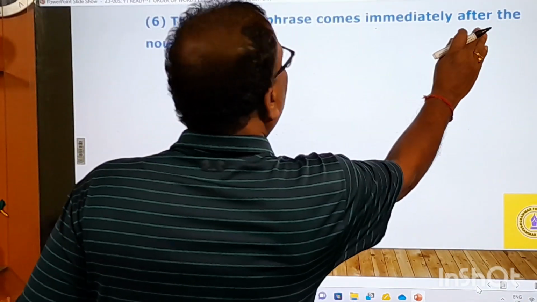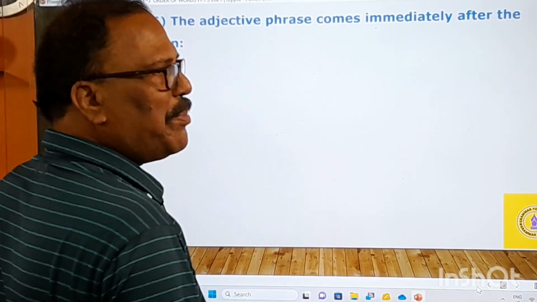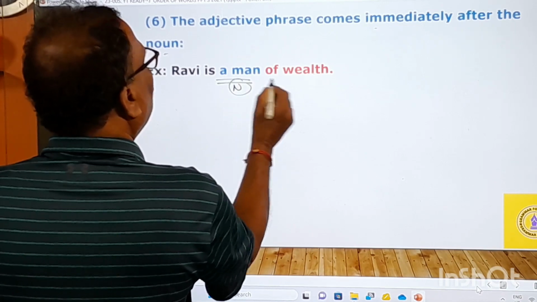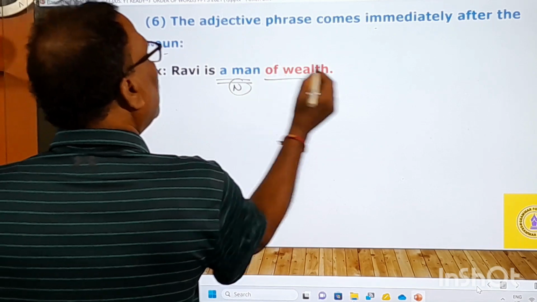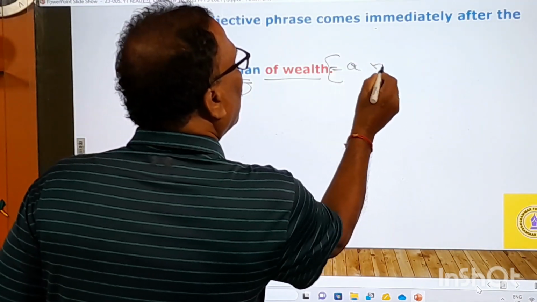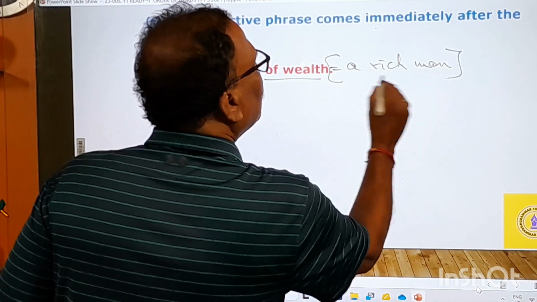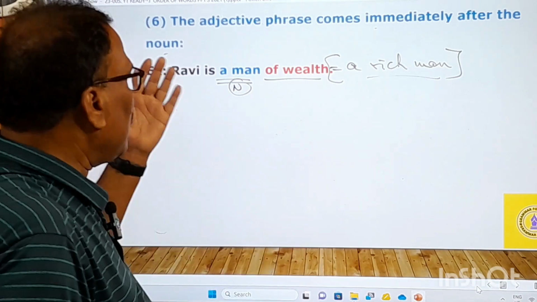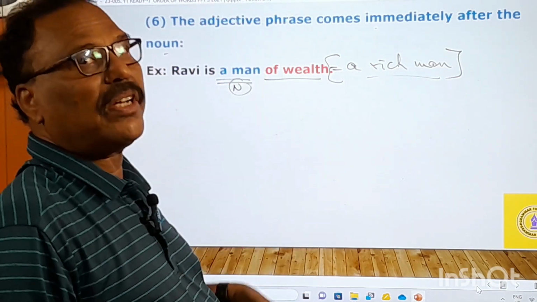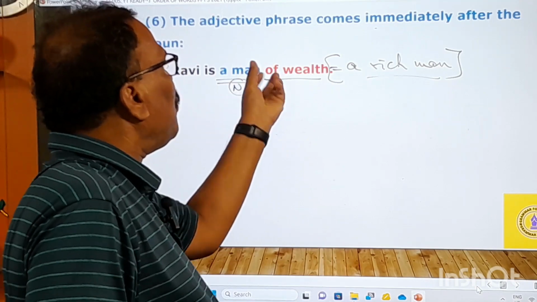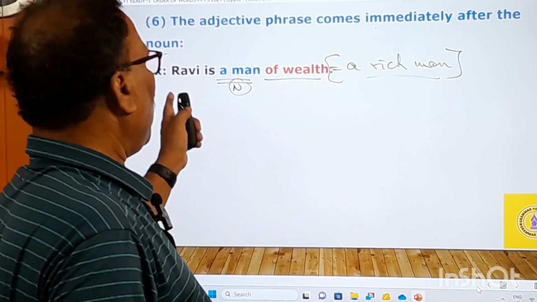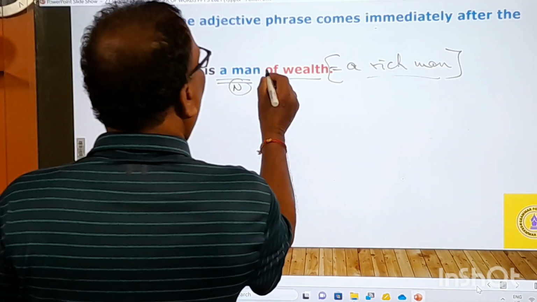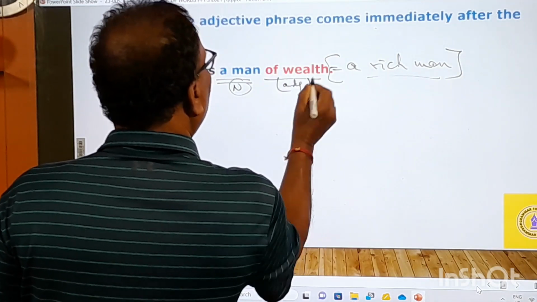The adjective phrase comes immediately after the noun. Adjective phrases come immediately after the noun. Okay. Yes. Ravi is a man. A man is a noun. So of wealth: a man of wealth means, in other words, you can say a rich man. This is the meaning, but it's a stylish way. Ravi is a rich man. That's absolutely correct. But you can say Ravi is a man of wealth. It is also correct. But it is a stylish way. It is a beautiful way. You are saying Ravi is a rich man. Okay, it's very simple. But if you say Ravi is a man of wealth, it's very stylish. So here, of wealth is a phrase. It's an adjective phrase.